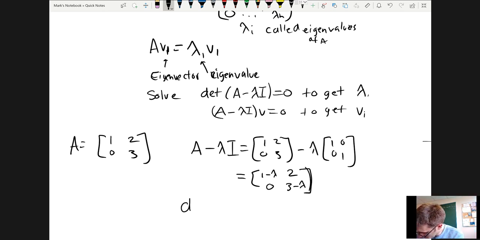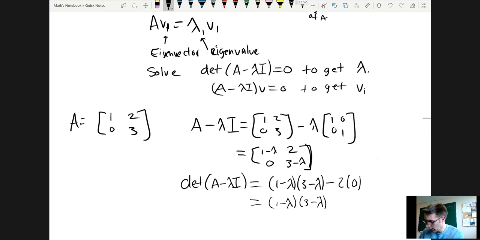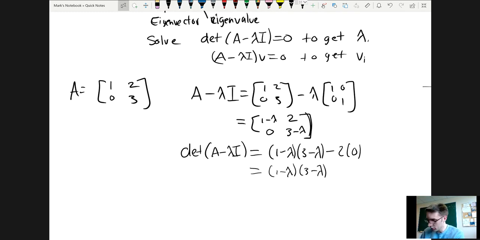And if you take the determinant of that, the determinant is just the product of the diagonal entries minus the product of the off-diagonal entries. And in this case, we get (1 minus lambda) times (3 minus lambda). And the other term is just 0. And at that point, we're interested in where that's equal to 0.